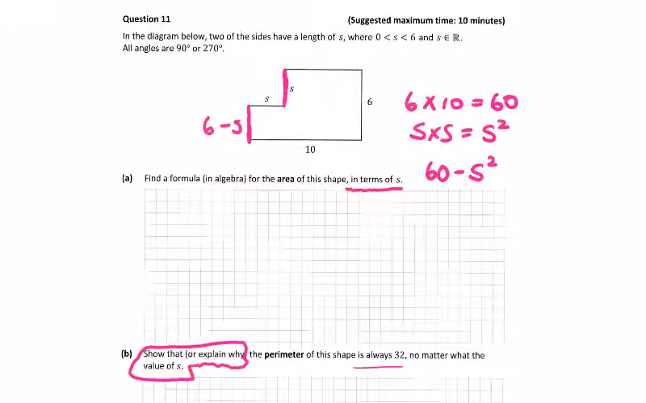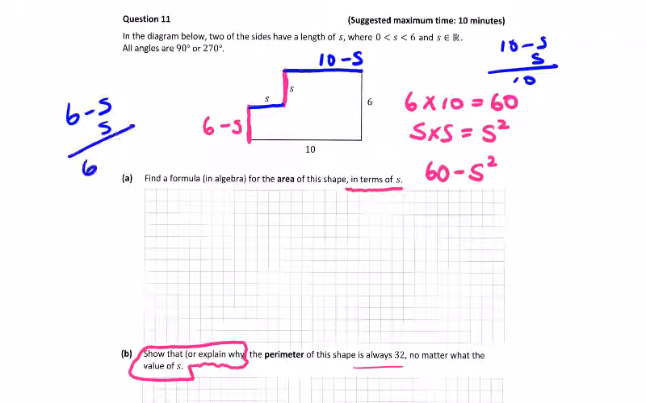Similarly, I'll just change color to make it more visible. The 2 blues have to add up to 10. This one and this one have to add up to 10. So we already have an s there, so 10 minus s will be this one. And if you put 10 minus s and s together, you can see they add up to 10. And if we put 6 minus s and s together, they add up to 6.